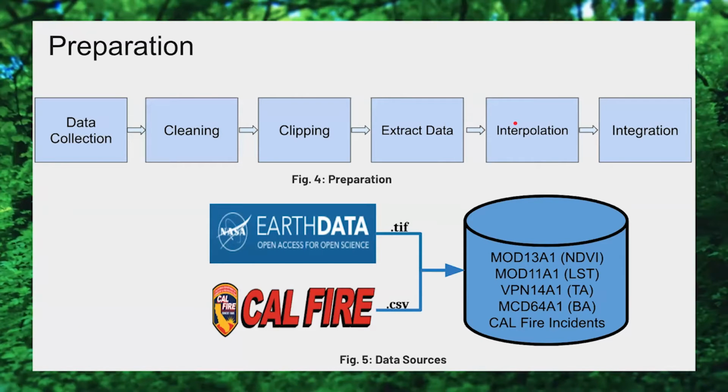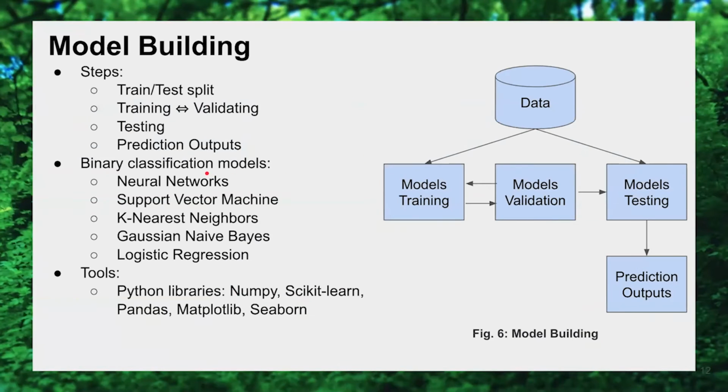First, we collect the data products of NDVI, LST, TA, and BA from NASA Earth data, and the California Fire Incident Report from CAL FIRE. Then we apply data cleaning, clipping, extraction, interpolation, and iteration. These techniques will be explained more later in implementation. In model building, we first split the data into two subsets for training and testing, then feed the data into training and look back between validation and training until the model is validated, then test the data with the test data set and output the prediction result.